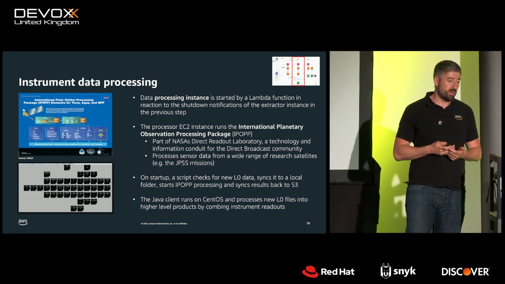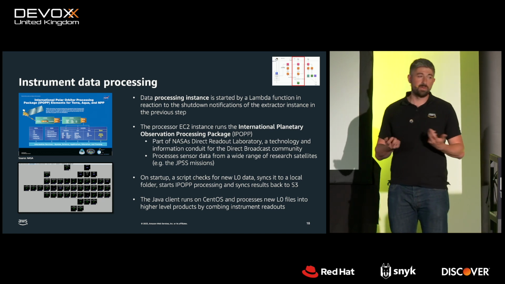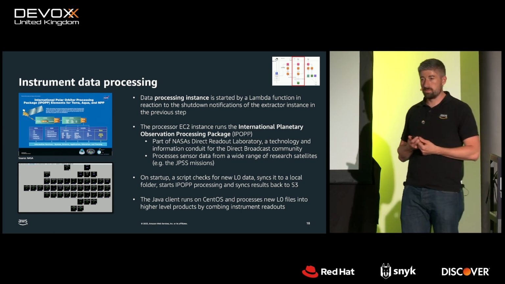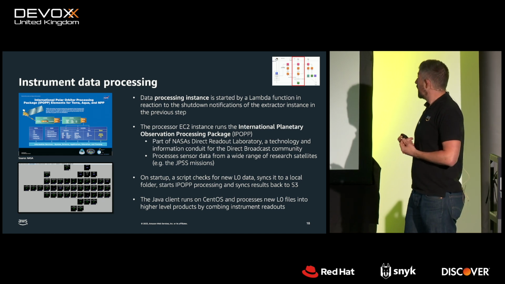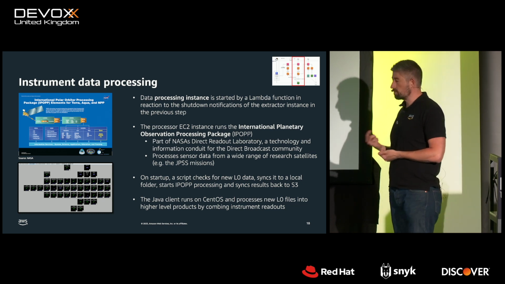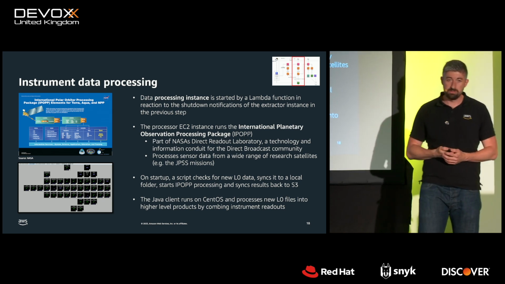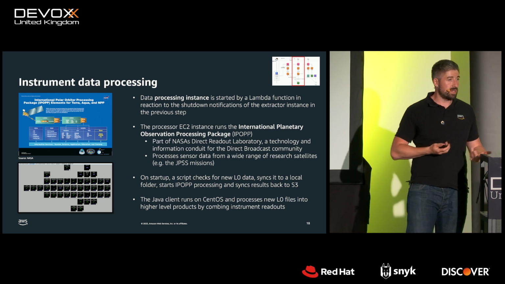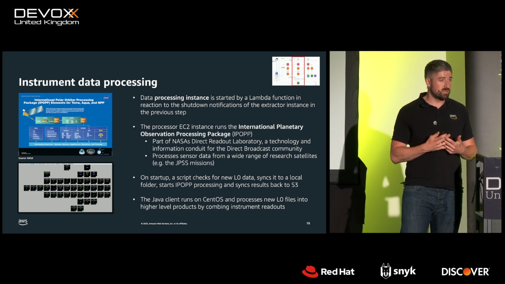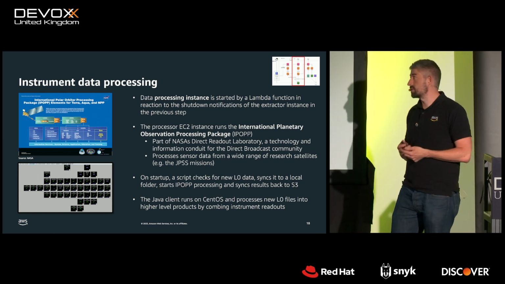That's where really the heavy lifting is happening. And the data processing instance is started by a Lambda function. That Lambda function, again, is invoked as a reaction to the event that we sent out, that also notified me via email. And on this EC2 instance runs the International Planetary Observation Processing Package, again, not a mouthful, which is part of the Direct Readout Laboratory by NASA that allows anyone to work with and to process that satellite data. That can be you, but typically those are research institutions that are not associated with NASA. That's the target audience of IPOPP.